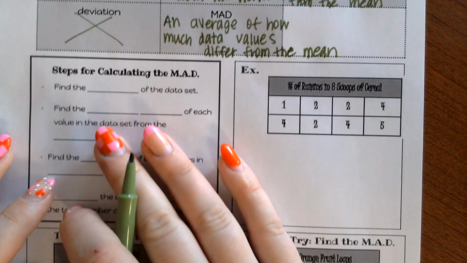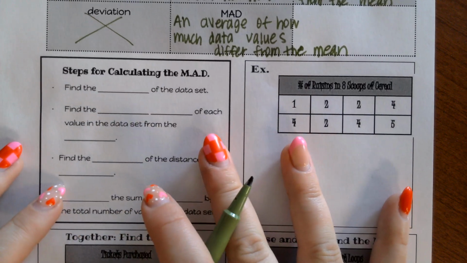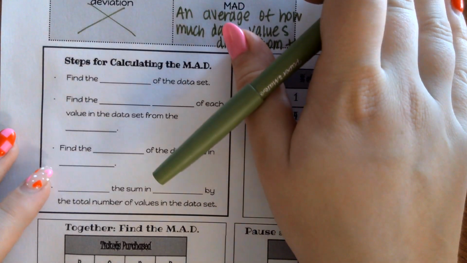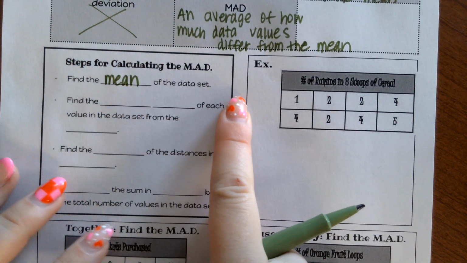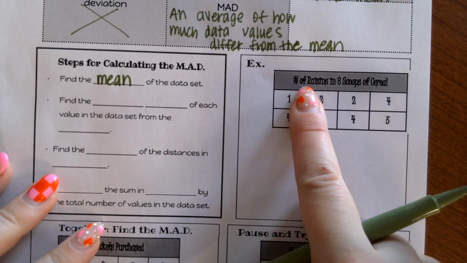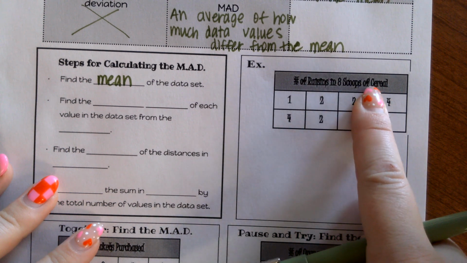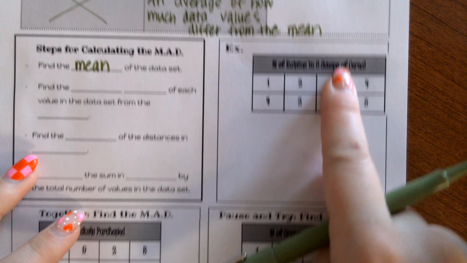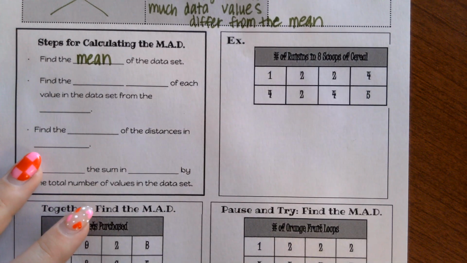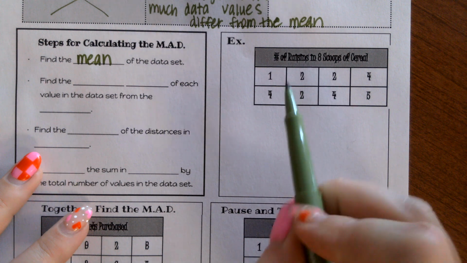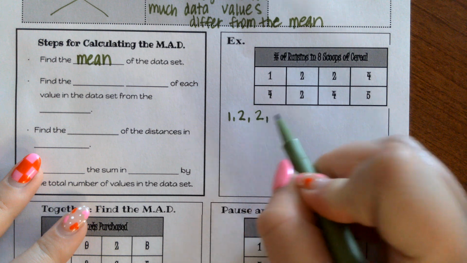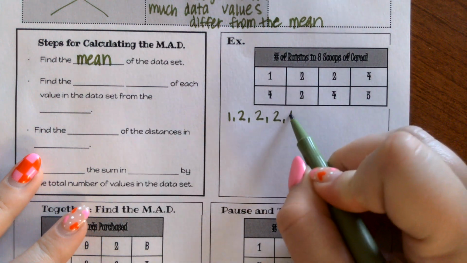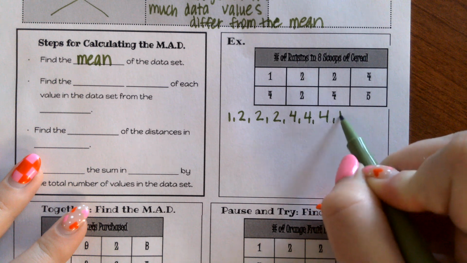So we're going to go through the steps quickly. Our first step for calculating the MAD, or the mean absolute deviation, is to find the mean, or the average, of the data set. So let's go ahead and do that. We've got the number of raisins to scoop to 8 scoops of cereal. Wow, that was really hard to read. So we're going to put those in order from least to greatest. So we've got 1, 2, 2, 2, 3 4s, and a 5.